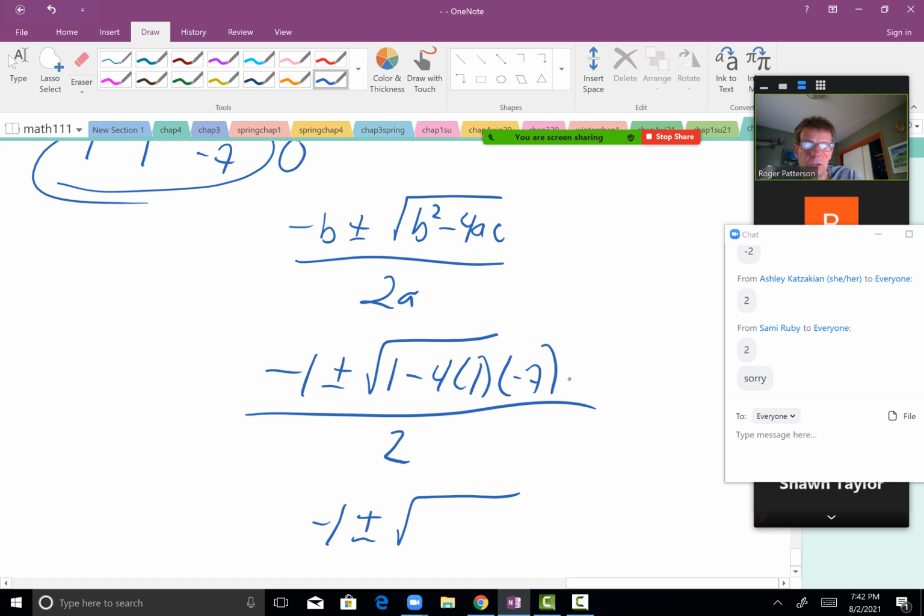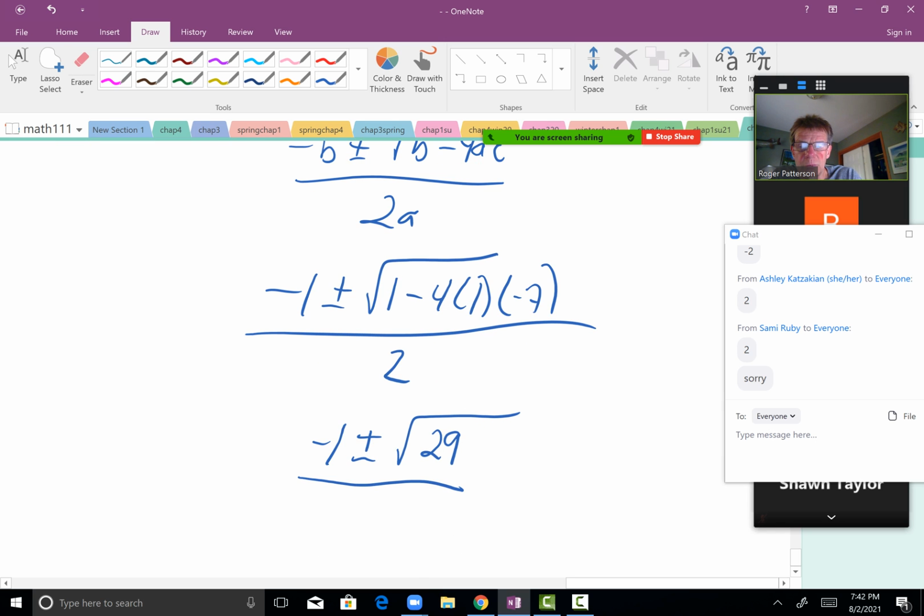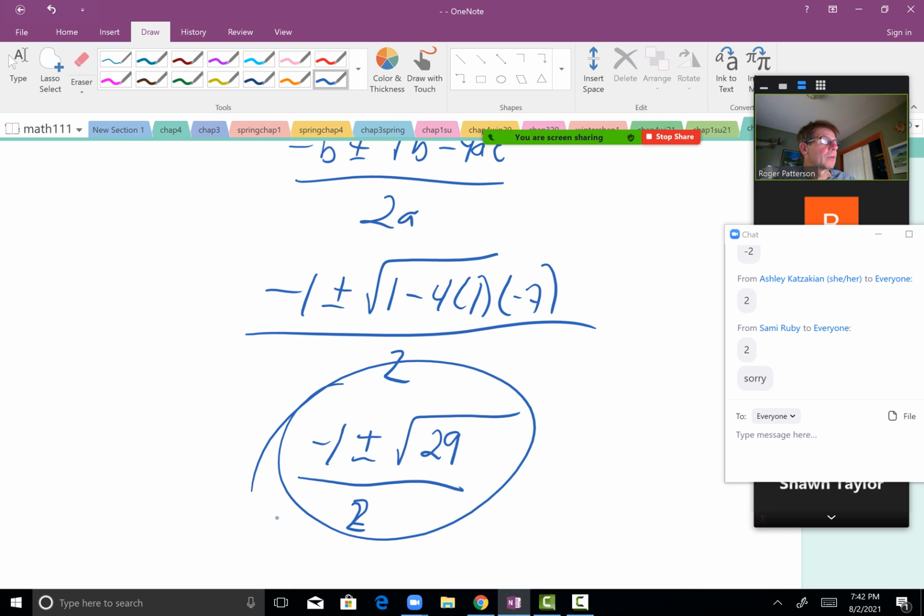And I keep going. 4 times 1. Oh, it's just going to give me 28. So it's going to give me 29. And divide that by 2. And there's my other 2 roots. Okay. There it is. That's how it works. Pretty slick, right?